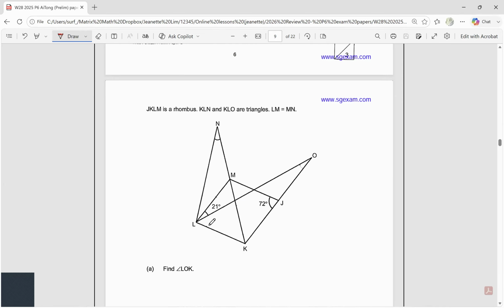This is question 8. JKLM is a rhombus. Then you have K, KLN and KLO, they are triangles. LM equals MN. Let's mark up equal sides. And because it's a rhombus, you have 4 equal sides here as well.